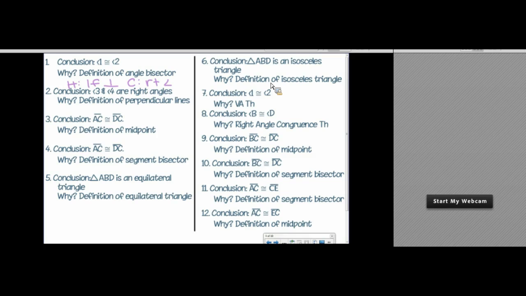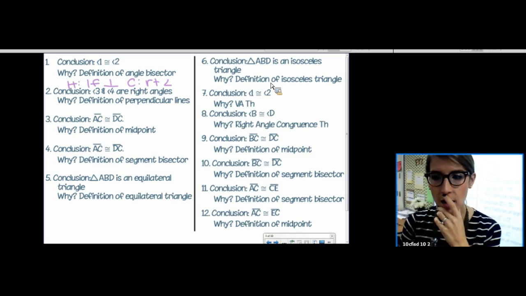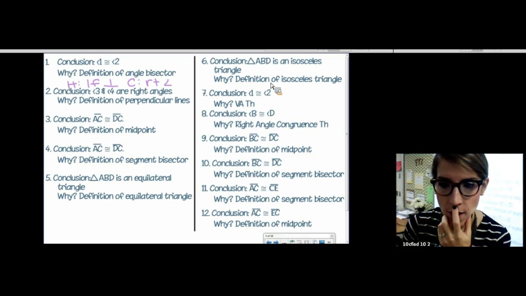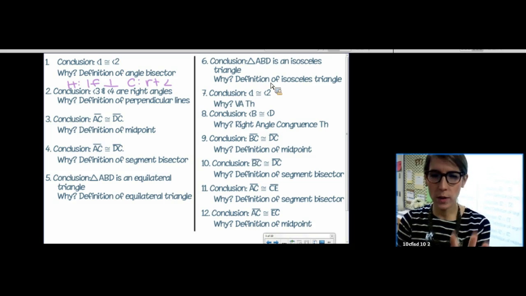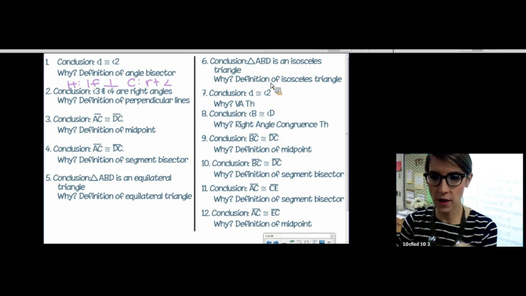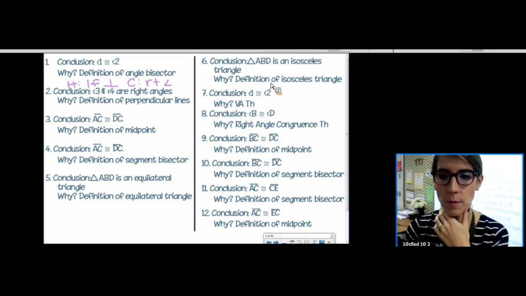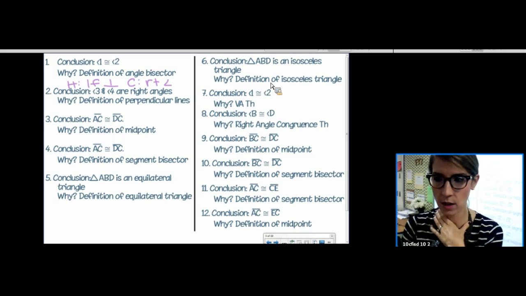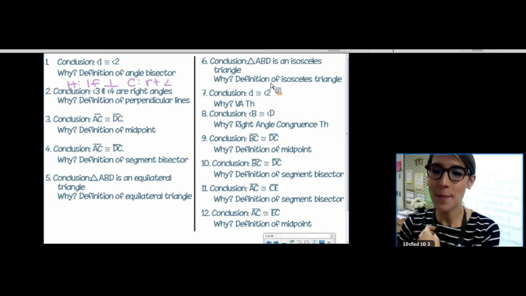Okay. Thank you. You're asking on number 5, it says the given was the fact that all the angles are congruent, and then it says that it's an equilateral triangle, and you want to know if the why should be definition of equiangular? Well, if your conclusion was ABD is equiangular, then it would be definition of equiangular. But this conclusion that was typed up said ABD is equilateral.